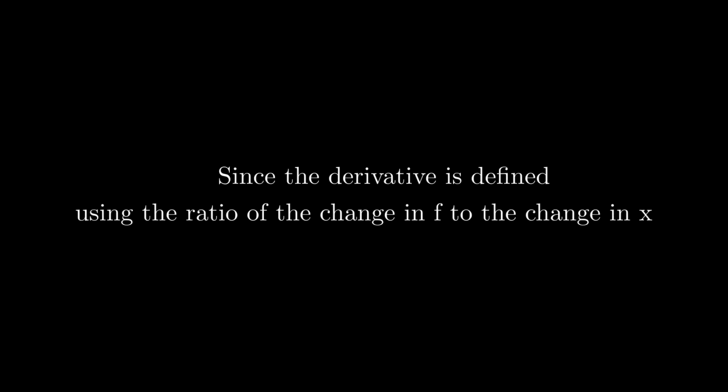Since the derivative is defined using a ratio of the change in f to the change in x, it can be represented with the following notation: df over dx. Here, dx means a tiny difference in x, and df is the resulting tiny difference in f, with the understanding that dx is a quantity approaching 0. df over dx is read as the derivative of f with respect to x, meaning the speed at which f changes as x changes. One simple example of a derivative is velocity.